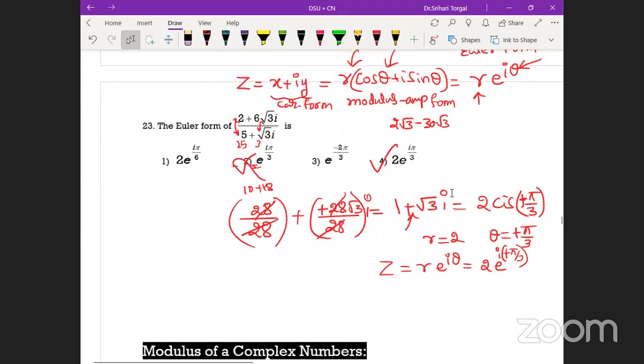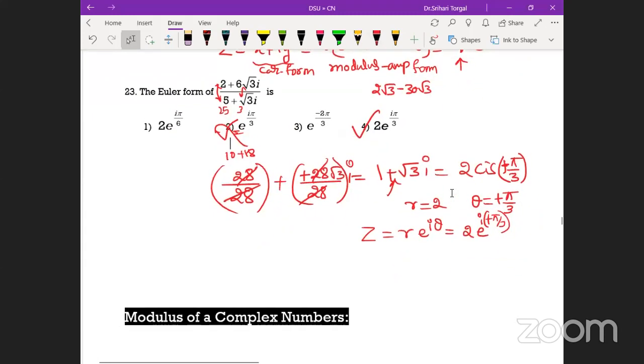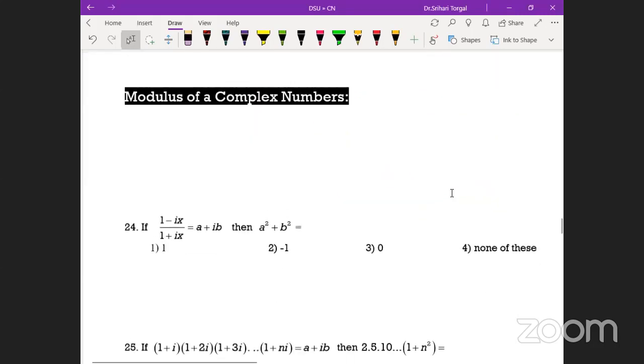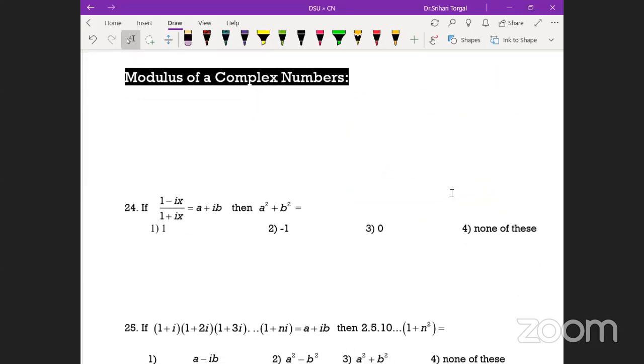Next. Let me move on to modulus of a complex number. Next type, next category. Here, very important, modulus of a complex number.